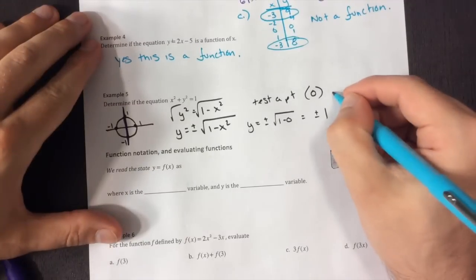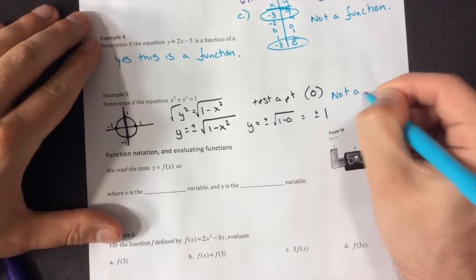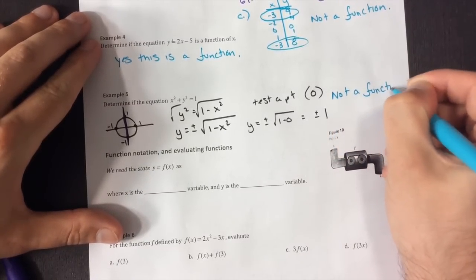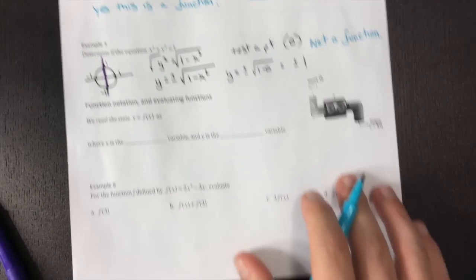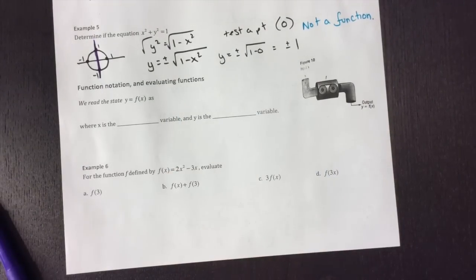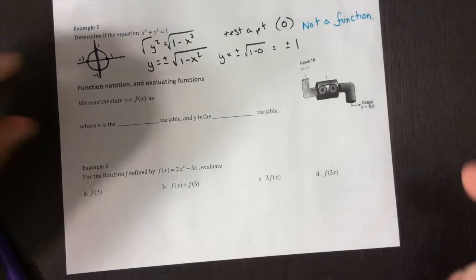This fails the vertical line test, and this is not a function. All right, a few more things. Function notation and evaluating functions. So this is what we're going to spend the majority of this year working with. Function notation we use to name different things.